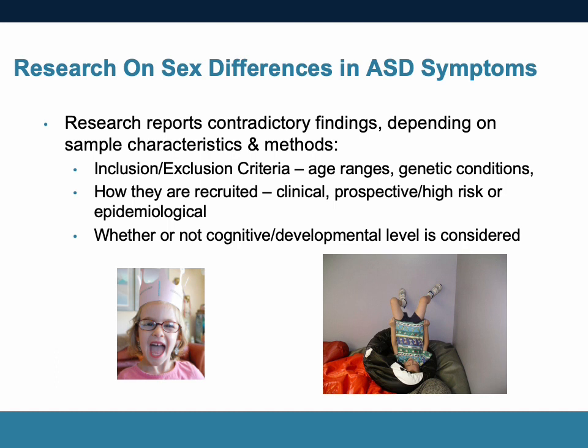So, for example, studies really differ on who they include, how old they are, if they have other genetic conditions, if the children have already been clinically identified, or if they're coming from the broader population. This idea of how they are recruited is really important because the research is going to reflect who's been included in the study, and the differences in recruitment are substantial in this literature.